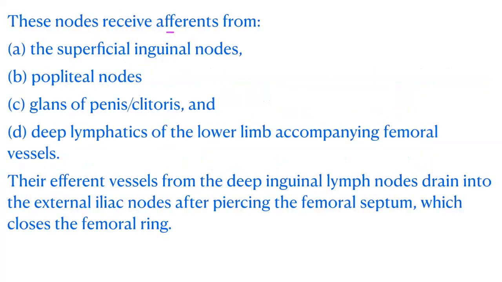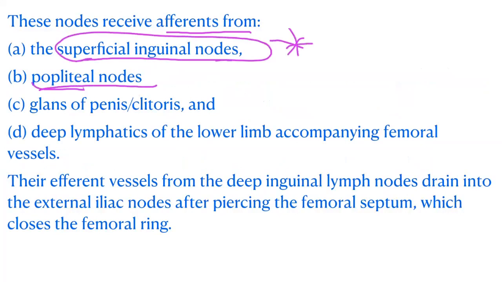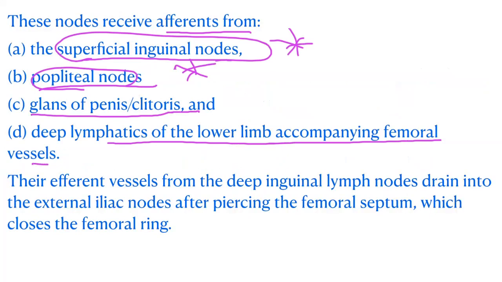So these nodes receive afferents from the superficial inguinal lymph nodes and popliteal nodes. Again, from the penis and clitoris, and the deep lymphatics of the lower limb accompanying the femoral vessels. Their efferent vessels from the deep inguinal lymph nodes drain into the external iliac nodes after piercing the femoral septum, which closes the femoral ring.